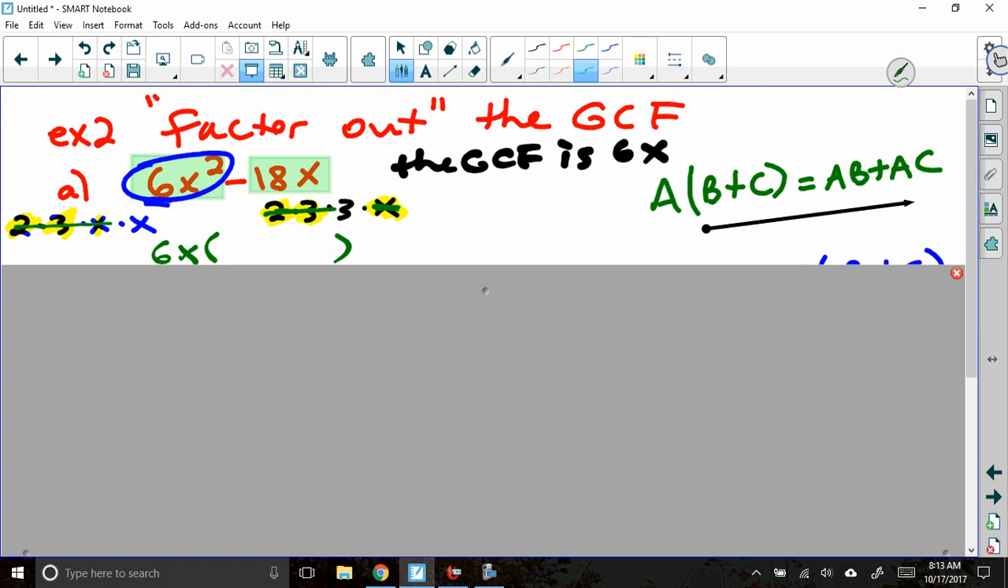Out of this first term over here, what's left? Just an x, right? So over here is just an x. And then if I look at this other term, what's left? A 3. And now is where I got to think about that sign. That sign separating the terms was what? A negative or a minus. And that's my answer. That whole thing right there. 6x times the group of x minus 3. So when we factor out a GCF, the GCF is going to sit in front of some quantity. And that's it. That's what we do.